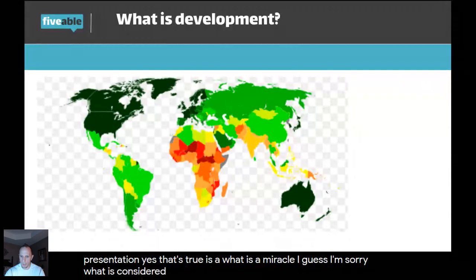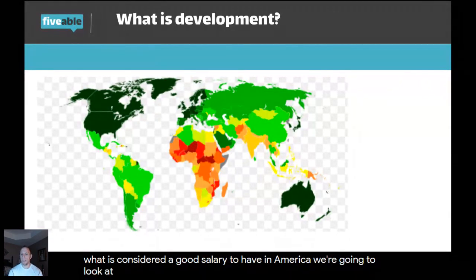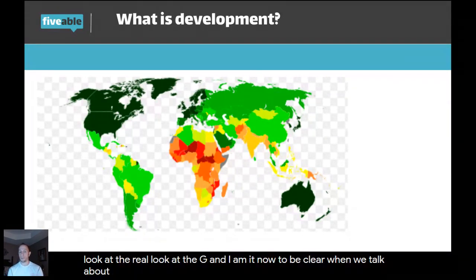What is considered a good salary to have in America? We're going to look at the GNI in a minute. Now, to be clear, when we talk about gross national income, I think that might be next on my list actually.